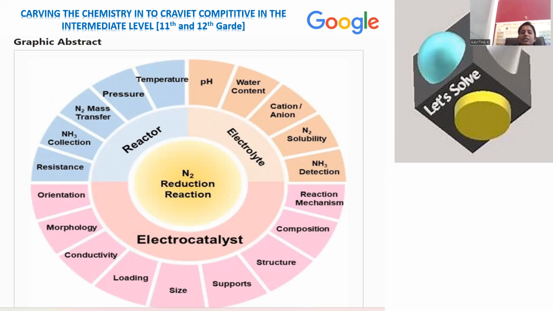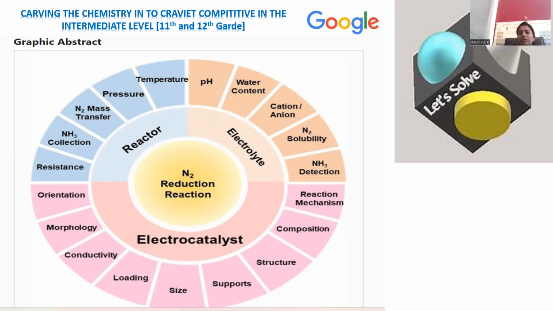And this is the entire chart to synthesize ammonia from nitrogen gas. Nitrogen reduction. So simply we can say it is a kind of reduction reaction. To reduce the nitrogen, a suitable reactor can be taken. The device where the reaction is carried out is simply called a reactor. And the electrolyte can be added. An electrolyte is a kind of solvent medium which dissociates into corresponding ions. That is said to be an electrolyte.